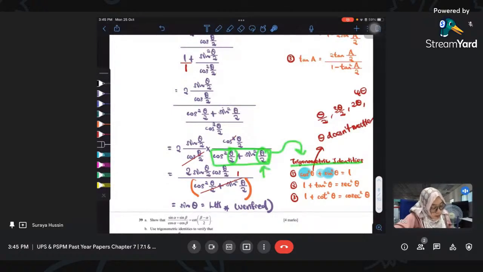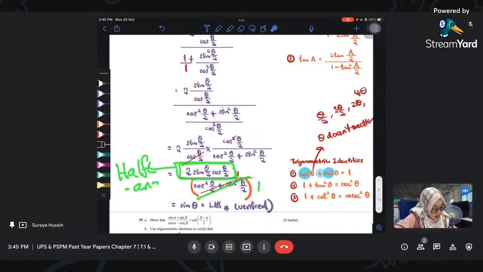Asalkan dia sama pun dah cukup lah. Asalkan dia sama dah settle lah. Okay, asalkan dia sama itu je. Tak kisahlah dia 2 theta over here, 4 theta over there. Tak kisah. And then you know that cos squared plus sine squared gonna give 1. And so settle. Bawah ni 1, atas ni adalah apa ni? Very familiar. This is half angle formula.